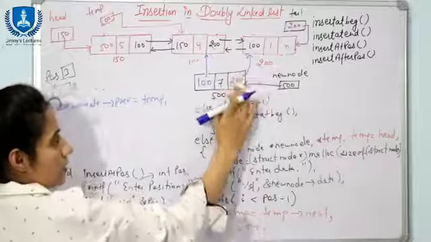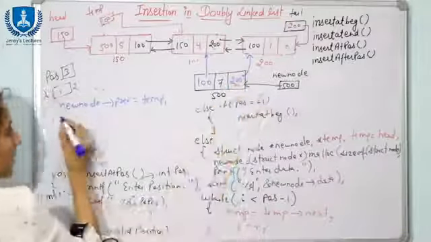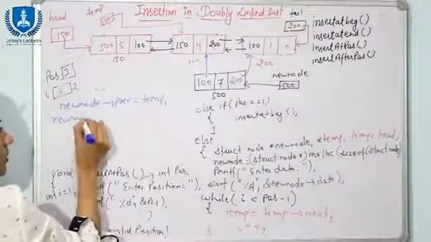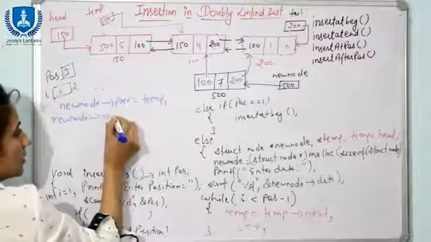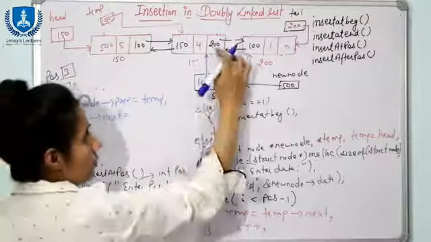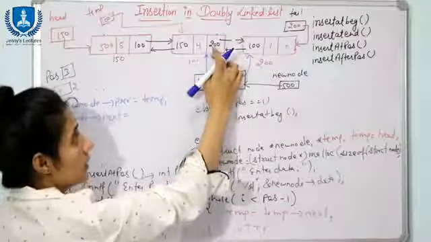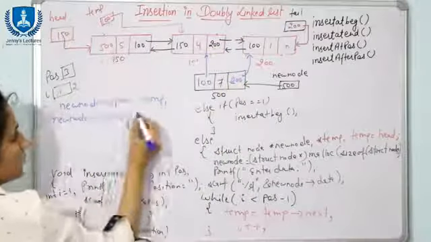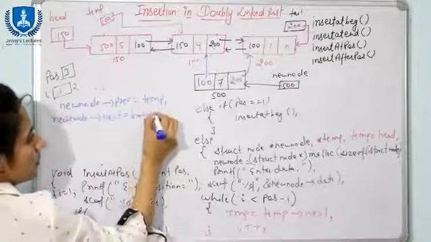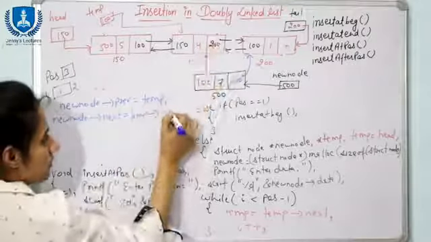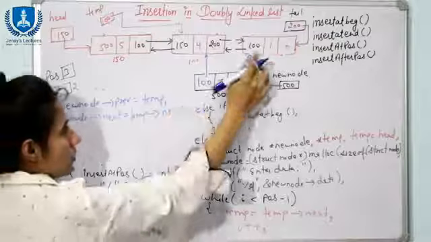So first of all, how will you access this part? See, new node next. Now from 200, how can you access this part? This 200, how will you get this thing? The link of this node is temp. So here you can write temp of next. So now this link has been set.